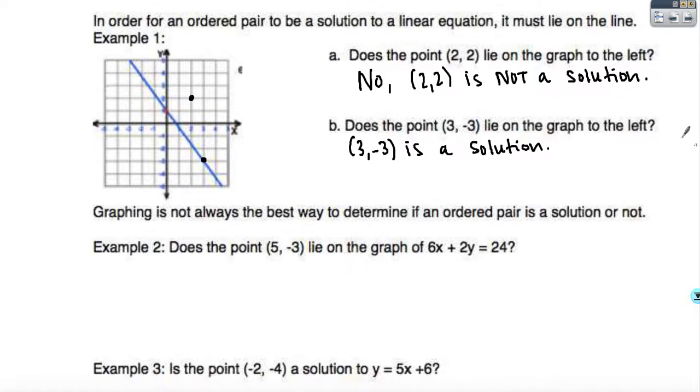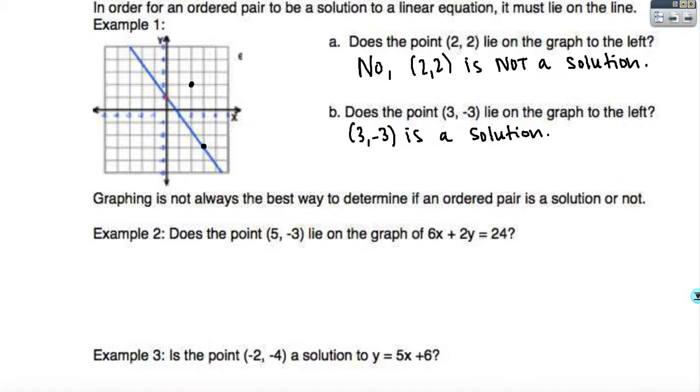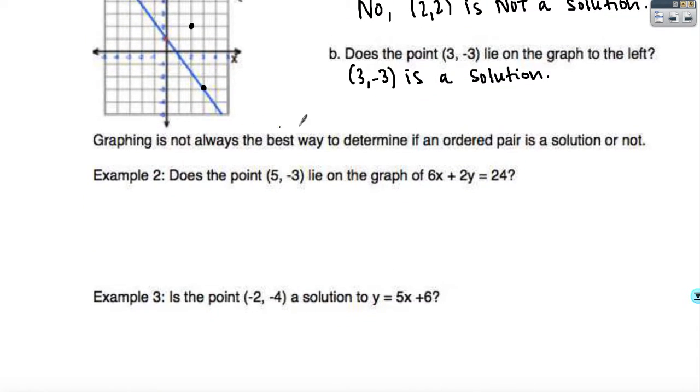It's really nice to be able to tell whether or not a point is on the graph if you're given the graph, but sometimes you won't be given the graph. And so graphing is not always going to be your best way to determine if an ordered pair is a solution or not. Sometimes they'll give you the point and the equation. Notice that your point always has an x value and a y value, and your equation will always have x's and y's. So when you're given the point and the equation, you'll take your x and plug it in where x goes, and take your y and plug it in where y goes, and then see if it gives you something that's true.